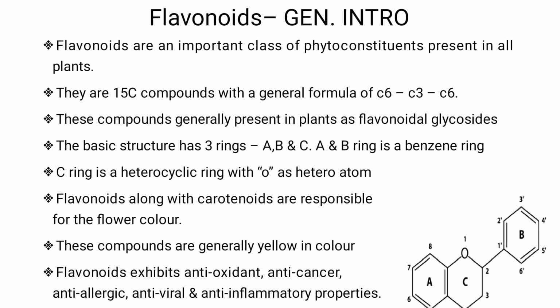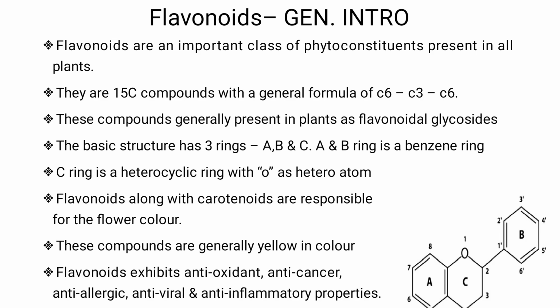So these compounds are generally present in plants as flavonoidal glycosides. So these flavonoids in the plants are present as flavonoidal glycoside, which means that these flavonoids are linked with your sugar moiety and present as flavonoidal glycoside in the plants. So as we said earlier, the basic structure has three rings, A, B and C. A and B ring is a benzene ring. C ring is a heterocyclic ring which is containing this oxygen as a heteroatom.